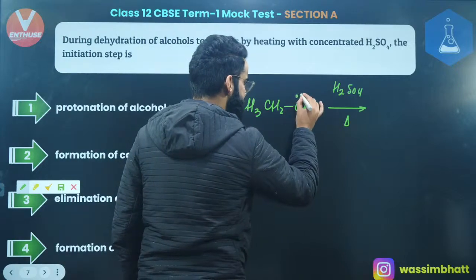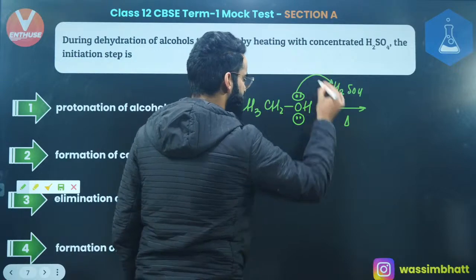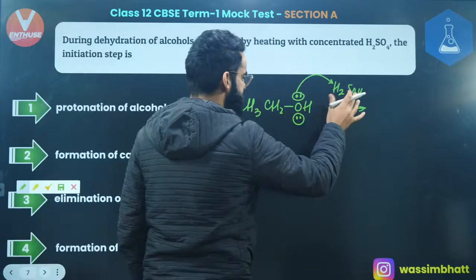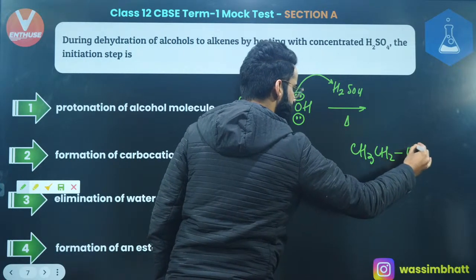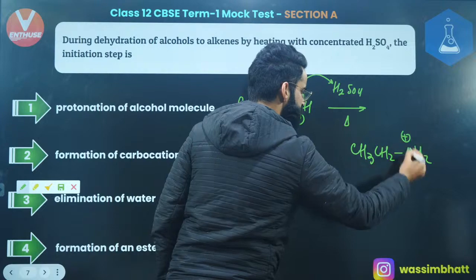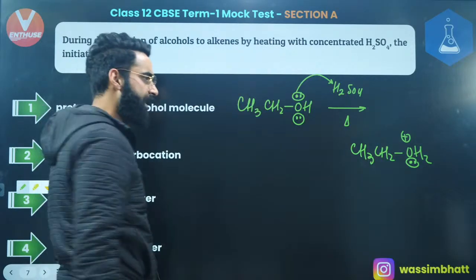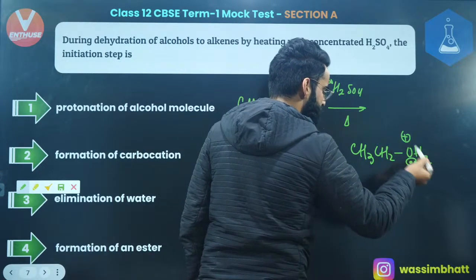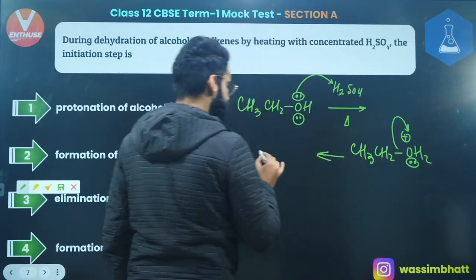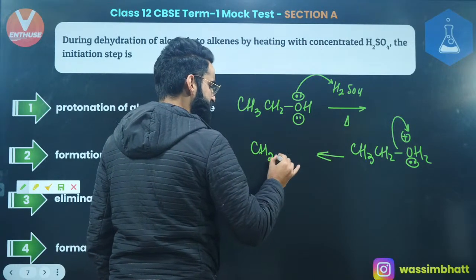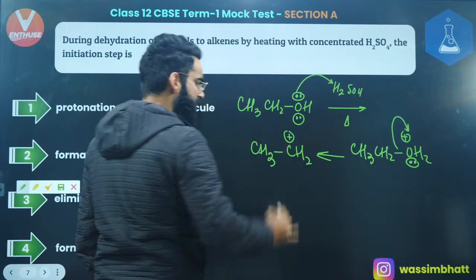Since this oxygen contains two lone pairs of electrons, this lone pair is going to get H positive from here, right? When this lone pair gets H positive, it gets converted into CH3, CH2, OH2 with a positive charge on oxygen, and there'll be still one lone pair with this oxygen. Later on, this OH2 positive is a better leaving group, I must say, right? So this bond breaks in this direction, and you get the carbocation formation, which is CH3, CH2, and there's a positive charge on this carbon.